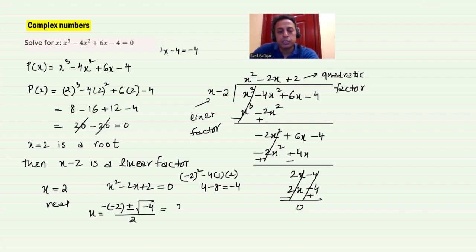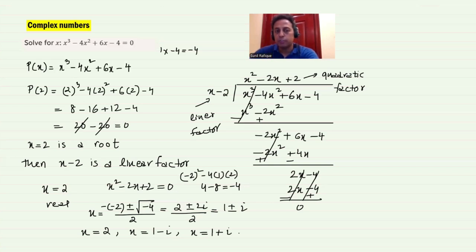So this will give me 2 plus minus 2 iota divided by 2. And divide both the real part and the imaginary part by 2. This will give me 1 plus minus iota. So the final answer is the real root is 2 and the imaginary roots are 1 minus iota and 1 plus iota. And stop and think again. Have you noticed that since the coefficients were all real, the roots existed in conjugate pairs? All right.